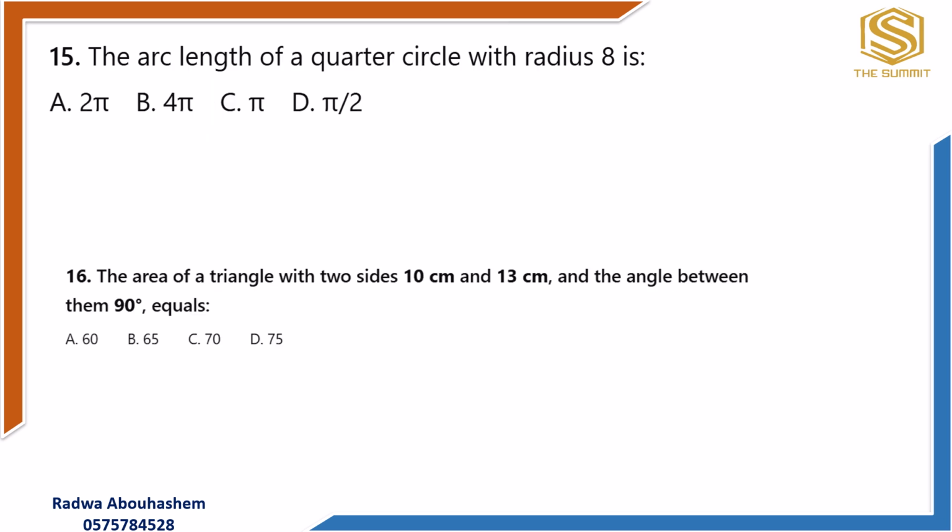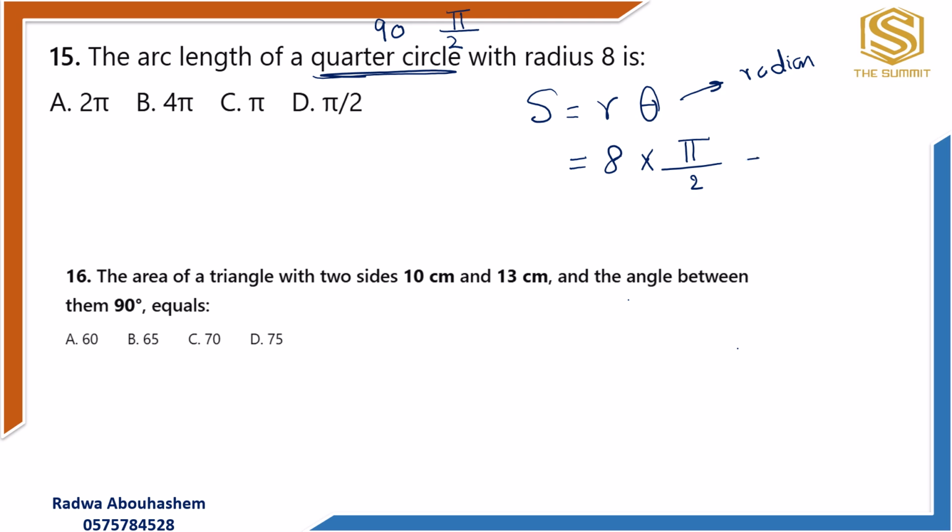The arc length of a quarter circle with radius 8. Let me remind you of the rule: S equals R theta, and theta should be in radians. And he says quarter circle, so this is 90. So 90 in radians would be pi over 2. So 8 times pi over 2 will be 4 pi.